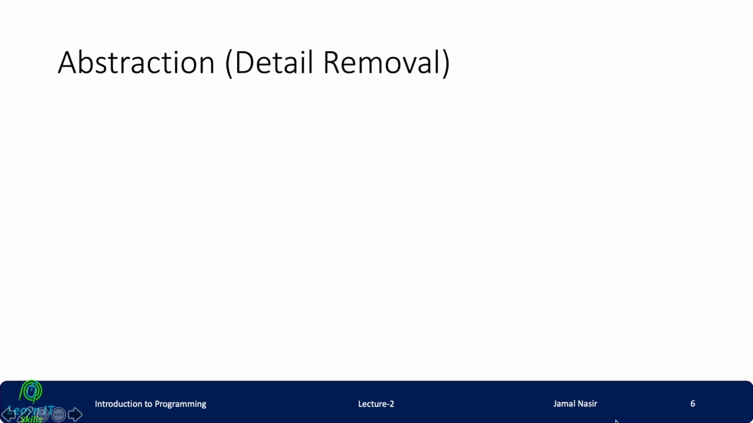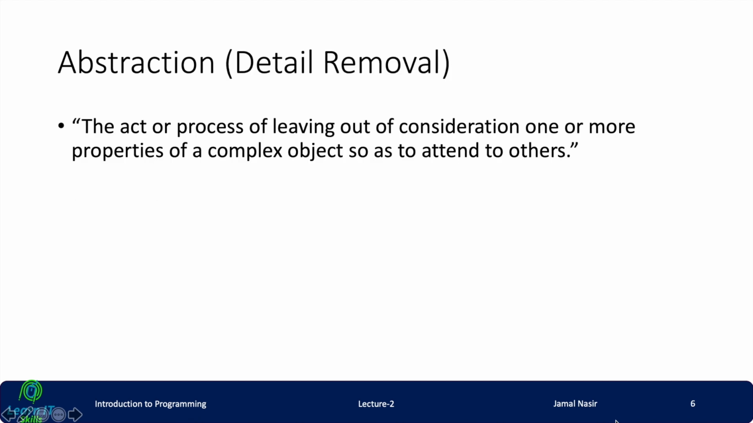So abstraction in terms of detail removal. What is detail removal? The act or process of leaving out of consideration one or more properties of a complex object so as to attend to others. So technically we hide unnecessary details from the users. That's why they can use things, right?